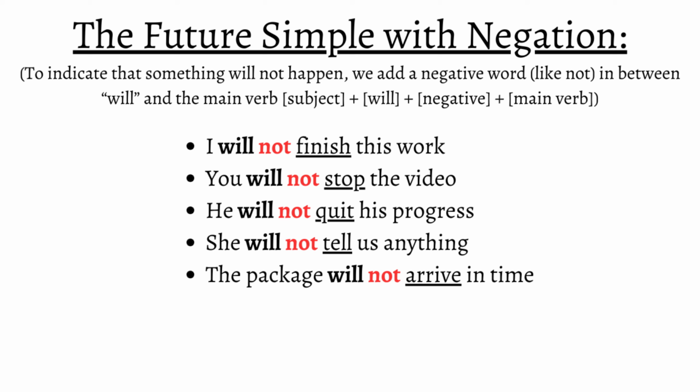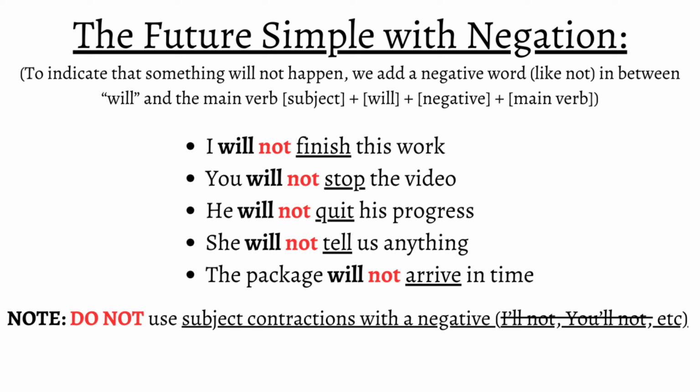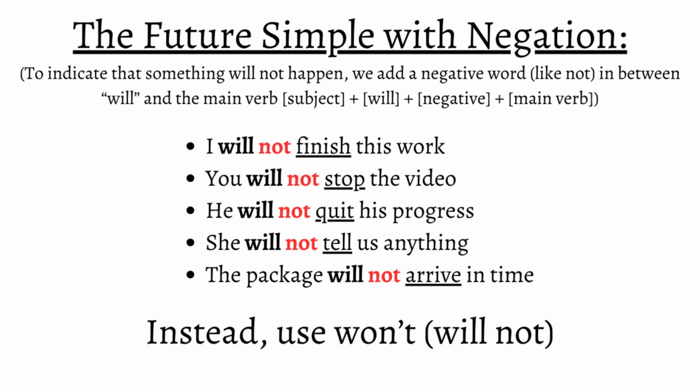In this case, we shouldn't use subject contractions with a negative because it will sound too awkward. Instead, English has a different contraction to make the flow of conversation better, and that is won't. Won't is contracted from will not, and it's very practical in conversations.